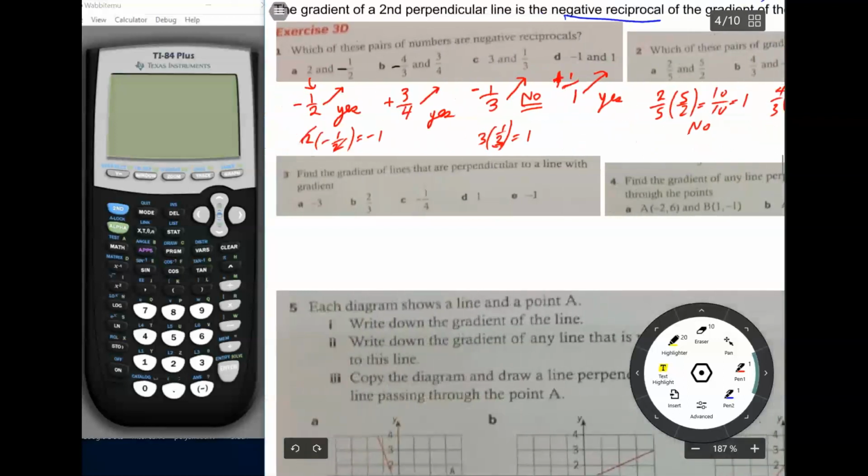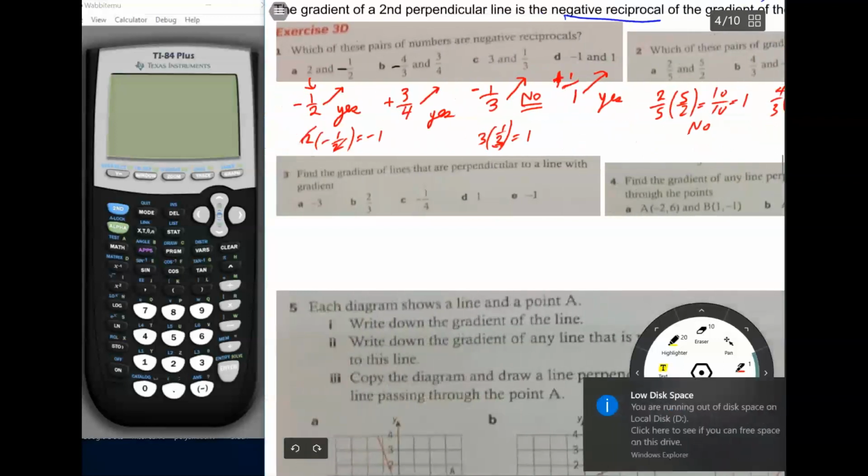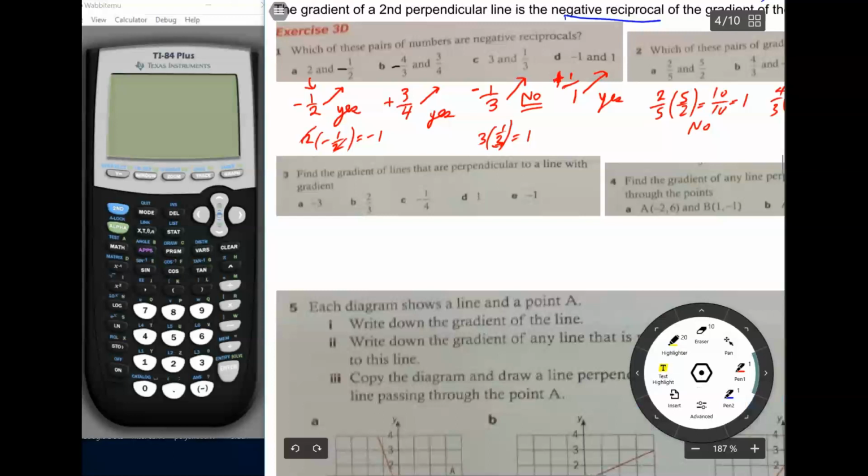Next, find the gradient of lines that are perpendicular to a line with gradient. So we're going to find a gradient which is perpendicular to this gradient. So -3, we would take the reciprocal of it, and then we would take the negative of it. So that would be equal to +1/3. So that's the answer for A.